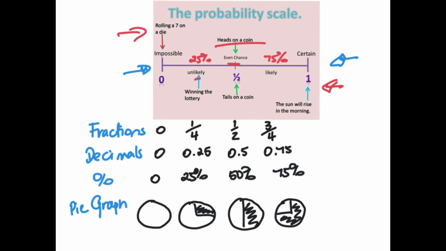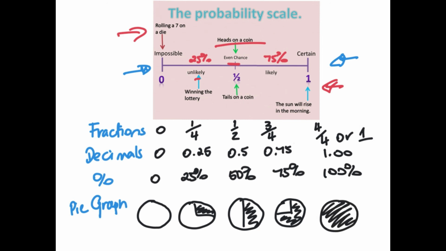And the last one, our fraction would be just either 4 over 4, or more commonly we would just say 1. The decimal is 1.00, for example. It would be 100%, and if we had it in a pie graph, the whole entire pie would be coloured in. And that is our probability scale.